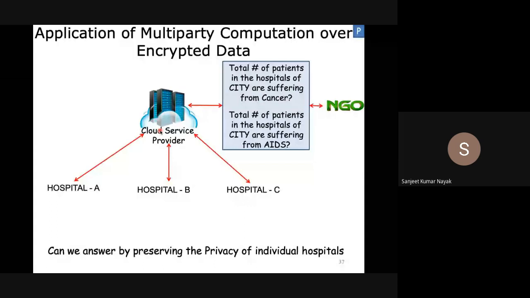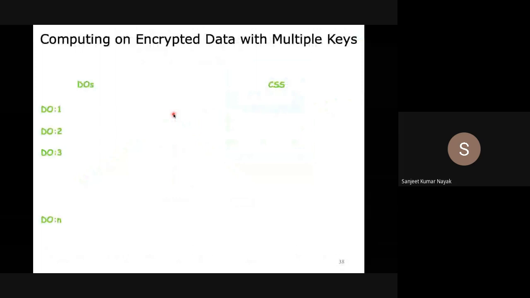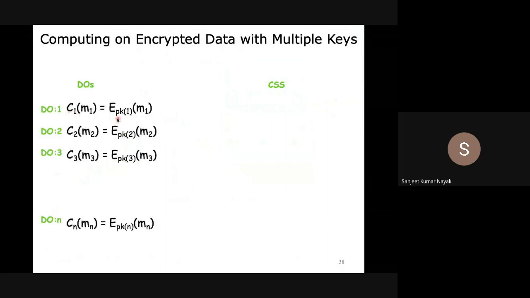Okay, now how can we come up with a solution? What is our job? We need to preserve the privacy of individual hospitals. That means hospital A, B, C will not share the same key. At the same time, if any NGO is asking this question to the cloud service provider, it should be able to answer such questions. Okay, so if I put it in this way, then there are data owners 1, 2, 3. Now I will not say hospitals and all. So what is the scenario? Hospital 1 or data owner 1 will encrypt the data with its public key.